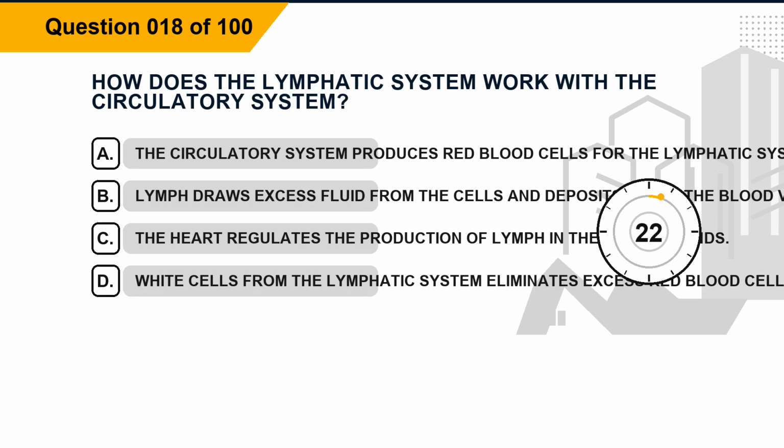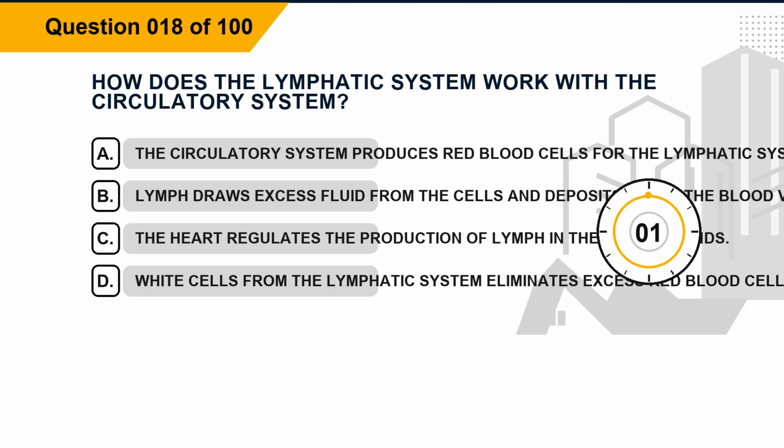Question 18. How does the lymphatic system work with the circulatory system? Option A, the circulatory system produces red blood cells for the lymphatic system. Option B, lymph draws excess fluid from the cells and deposits it into the blood vessels. Option C, the heart regulates the production of lymph in the lymph glands. Option D, white cells from the lymphatic system eliminate excess red blood cells.